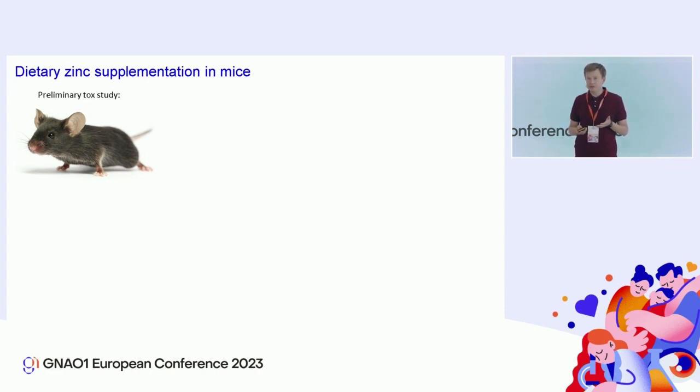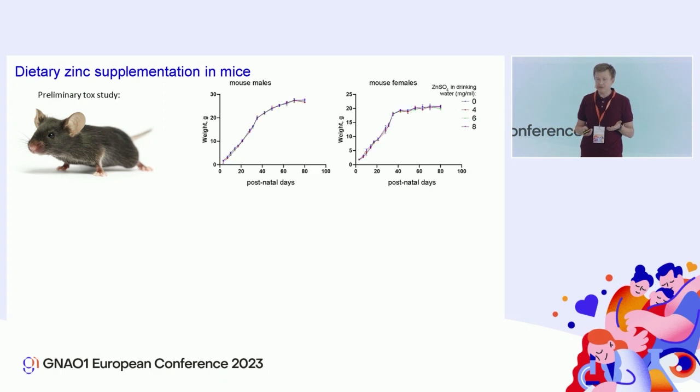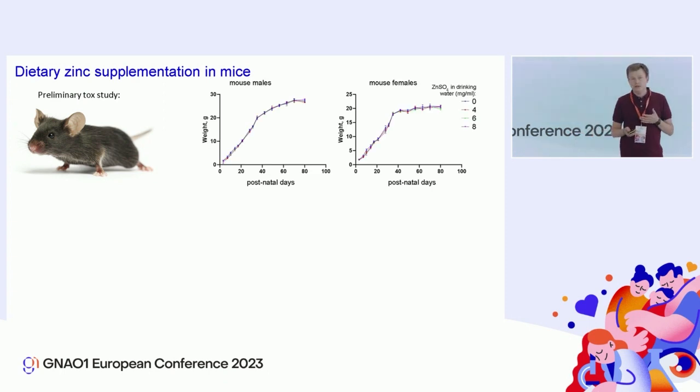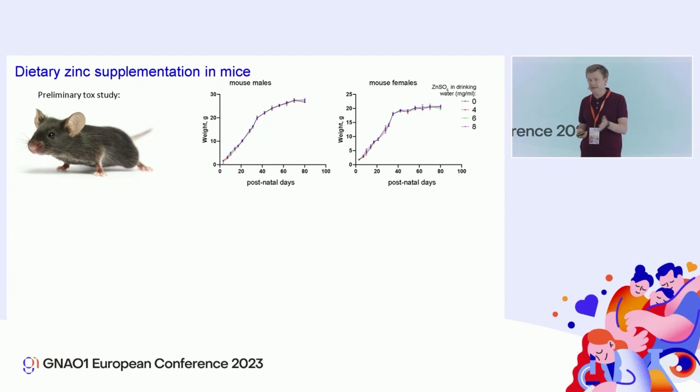For example, the question is, can we do the tox analysis in mice? And dietary zinc has been tested for the toxicity effect in mice, but in adult mice. And we're dealing with the pediatric patients, so the question is how zinc will affect the neonatal and then developing mice. And this is a preliminary toxicity study which we performed, where we add zinc to the drinking water. And the curves show you how the mice gain weight.